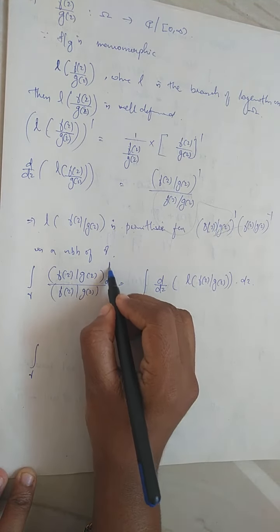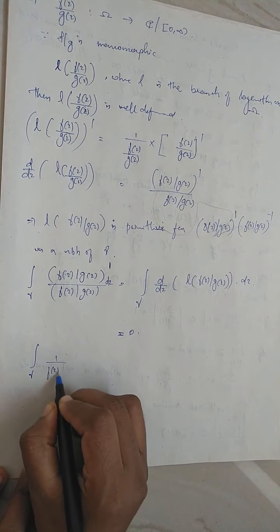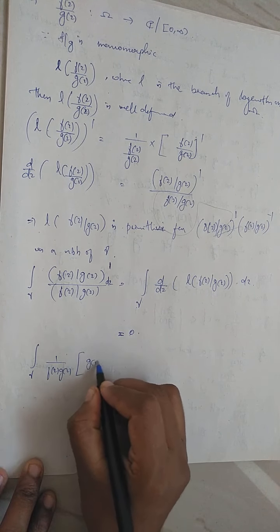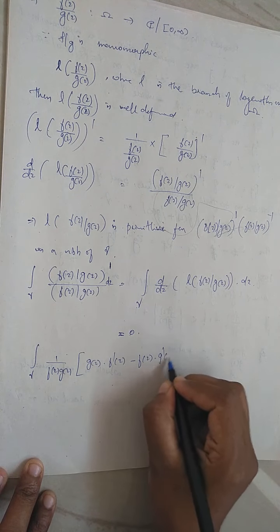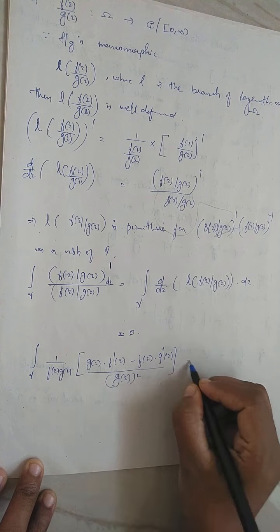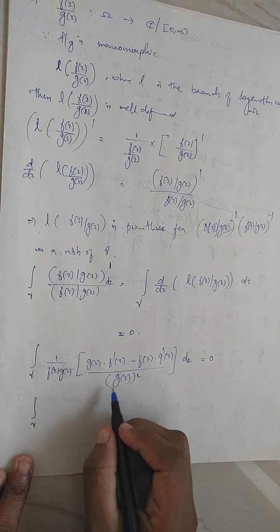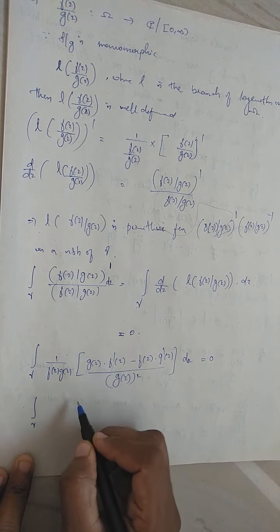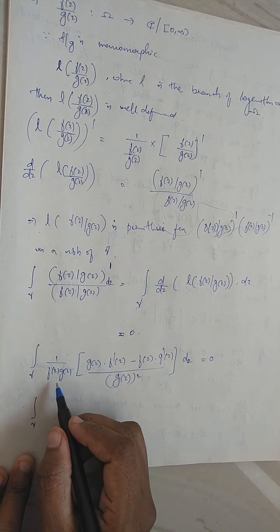So what is the first derivative of a quotient? By the quotient rule, 1 by f(z) dz is there. Then by the quotient rule we can write it as denominator times derivative of numerator minus numerator times derivative of denominator, whole divided by denominator squared, dz equal to 0. So that is the integral over gamma, which can be simplified as g(z) will be cancelled, f'(z) divided by f(z) will be there.